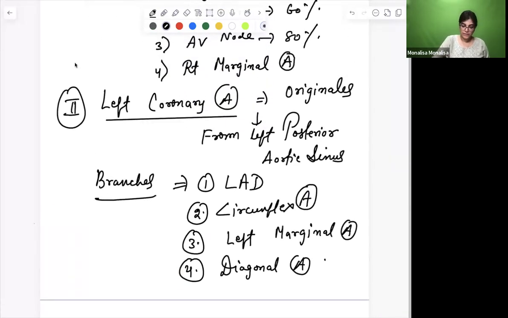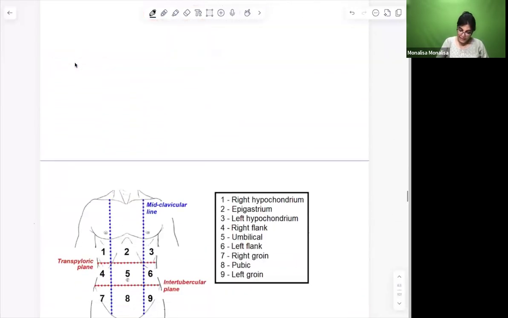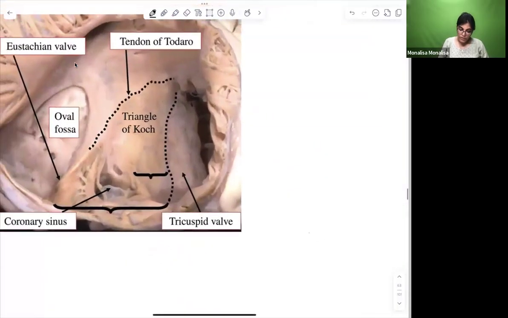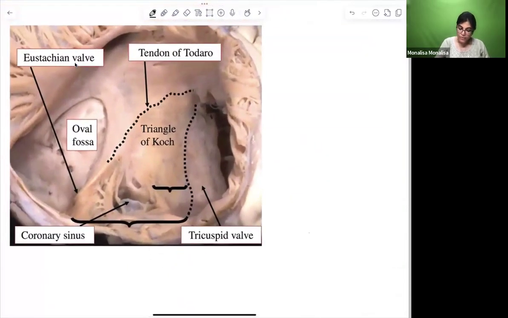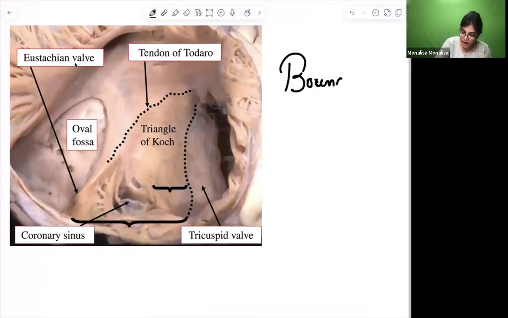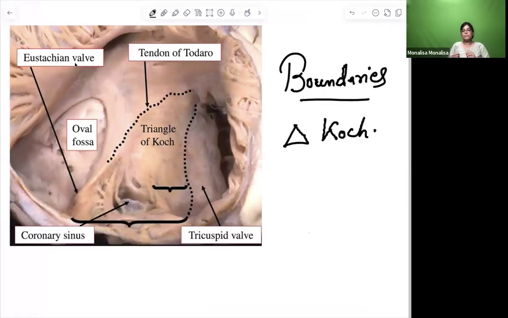Now let's see another image in which you have to know about the location. Basically, I would also like to tell you about the triangle of Koch. What is triangle of Koch? Triangle of Koch is located in the interior. In this diagram, you can appreciate the boundaries of triangle of Koch.